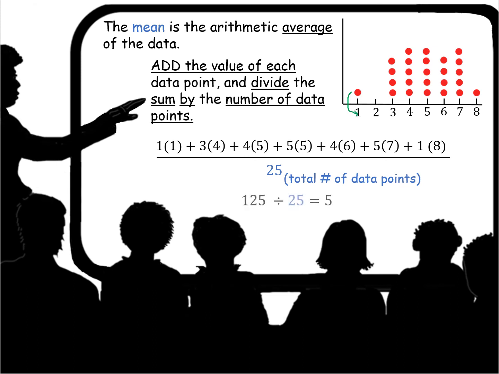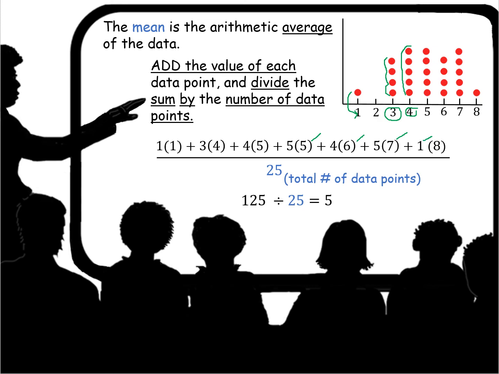We're going to take each dot and multiply it times its value. So it's 1 times 1, and then we have these 4 times 3. We have 5 here times 4. You can see how we're getting these. We have 5 times 5. We have 4 dots times 6. We have 5 dots times 7. And we have 1 dot times 8.